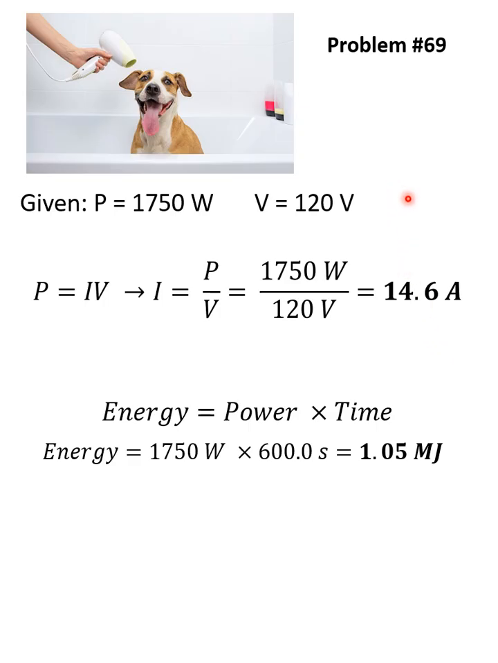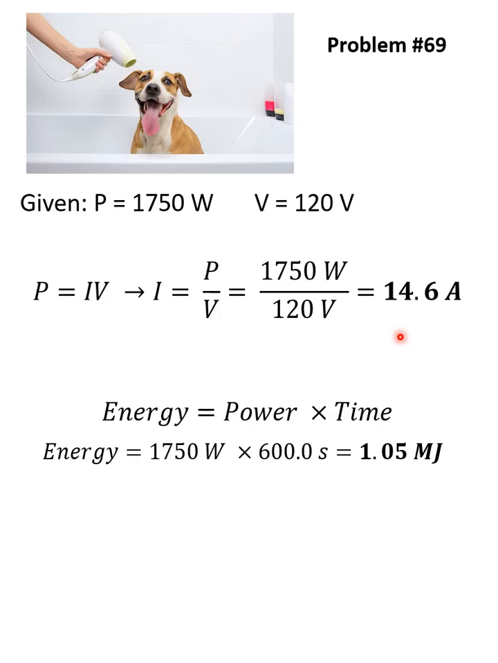We're given the power and the voltage, so we're going to use this power equation. Power is current times voltage, and that means current is power over voltage, so 1750 watts over 120 volts. And we get 14.6 amperes. That's question A, find the current.